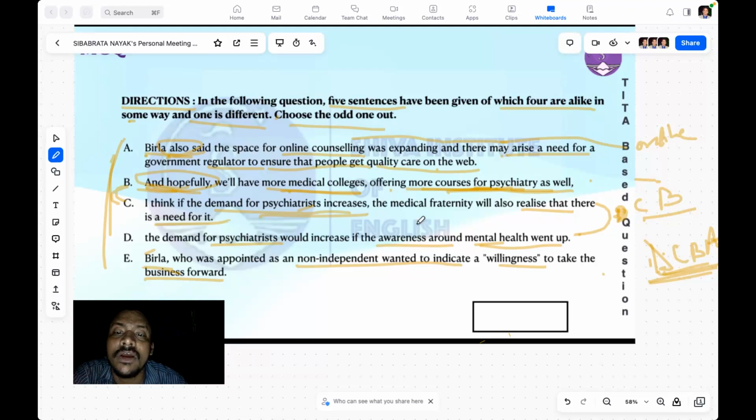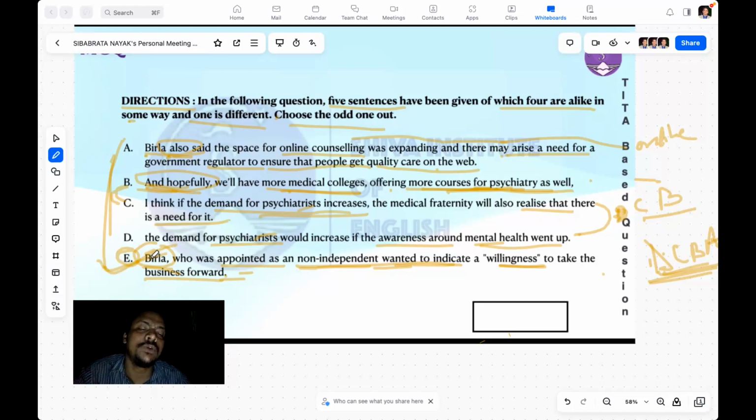Then what about E? Option E is indicating a person named Birla. If you talk about it, it may be referring to the respected businessman Kumar Mangalam Birla, who was appointed as a non-independent member of a board and wanted to indicate a willingness to take the business forward, any of the business which he wanted to take forward, right? So this could be called a different perspective, and cannot be connected to the sequence DCBA. So E is purely the odd one out here, isn't it?